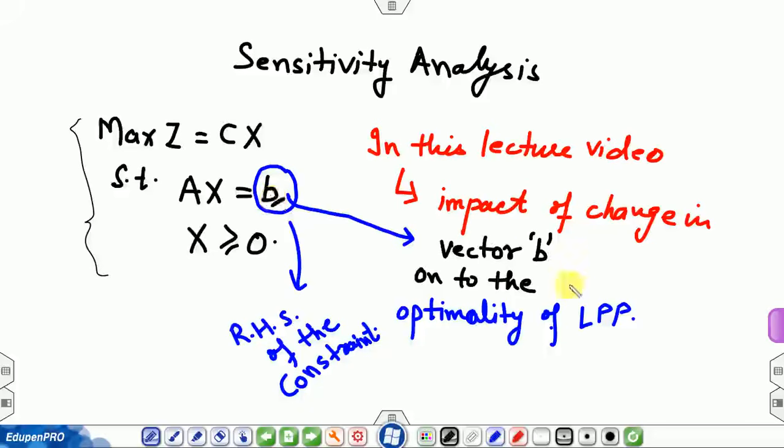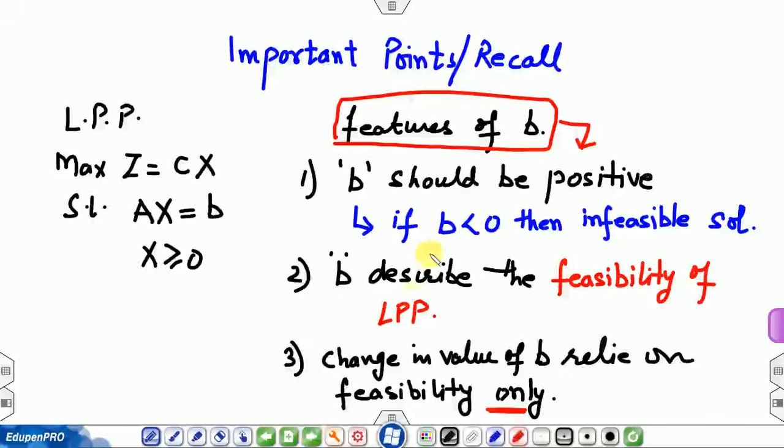Meaning, what will happen if I replace the value of B with a new value of the right hand side of the constraint, then what will be the impact on the optimal solution of the LPP. So that's why I'm saying that this is the impact of the change in the right hand side. Now remember students, before listening to this video, I hope that you know about the basic features of this vector B. What is the speciality of this vector B and what it signifies.